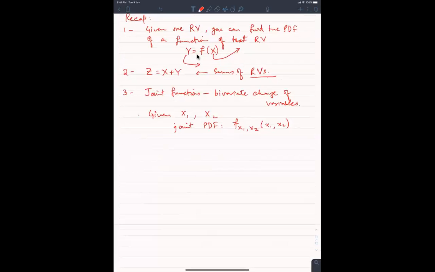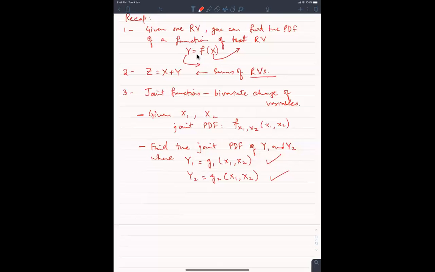So now you are given this. Find the joint PDF of Y1 and Y2, where Y1 is some function g1 of X1 and X2, and Y2 is also some other function g2 of X1 and X2. अब यहाँ पे दो रैंडम वेरिएबल हैं और उनके दो फंक्शंस आपने डिफाइन किए हैं, दो डिफरेंट फंक्शंस, एक Y1 है और एक Y2 है। अब हमसे कह रहे हैं कि आप Y1 और Y2 का जॉइंट PDF फाइंड करें। ठीक है?